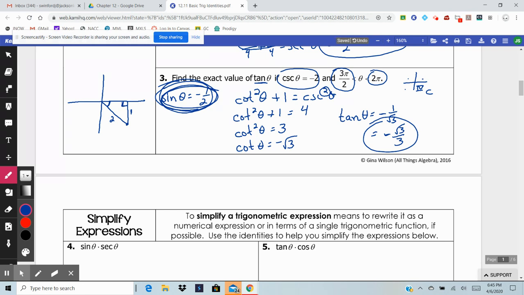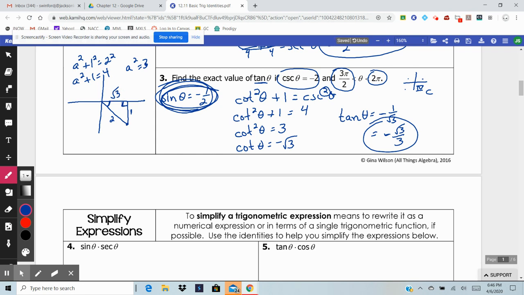In order to find that missing side, all you've got to do is a squared plus b squared is equal to c squared. That means that a squared plus 1 equals 4. Move the 1 over. That means a squared is 3. So that means a is the square root of 3. And you can put plus and minus there.